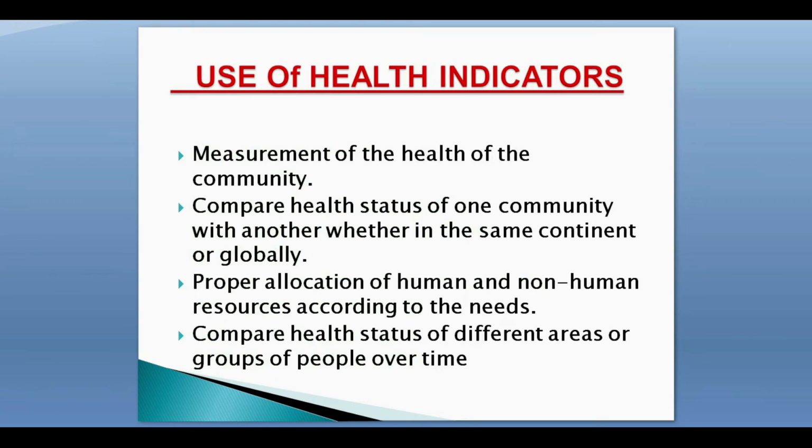What are the different uses of these health indicators? They are used for the measurement of health of a community, to compare the health status of one community with another, whether in the same continent or globally, for proper allocation of human and non-human resources according to the needs of a defined population, and to compare the health status of different areas or groups of people over time.